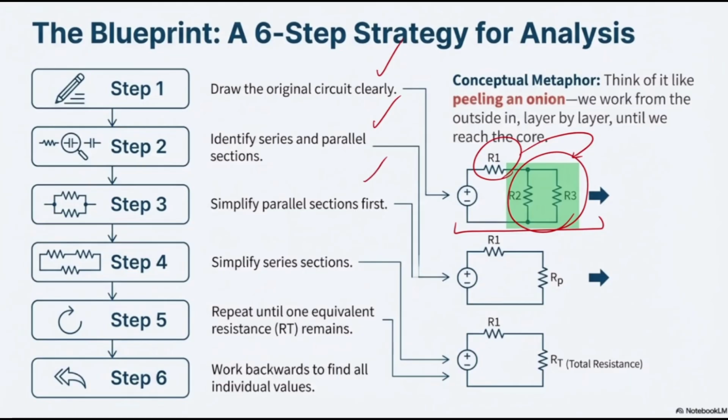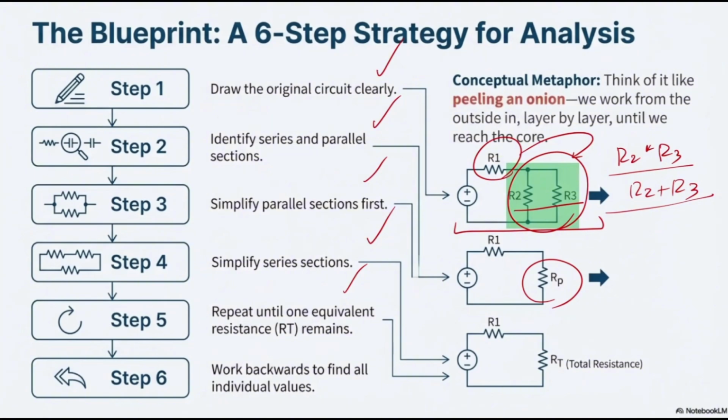Then we have to simplify the parallel sections first. Obviously we know about R2 and R3. The R total would be R2 multiplied by R3 divided by R2 plus R3. Then I do have one resistor, we can call it RP. RP and R1 would be in series itself. Then we have to simplify the series circuit as I just told you. After that, we have to repeat it until one equivalent resistance RT remains.